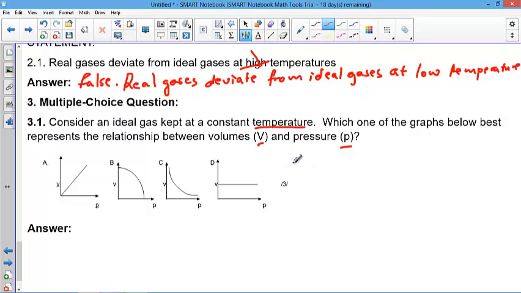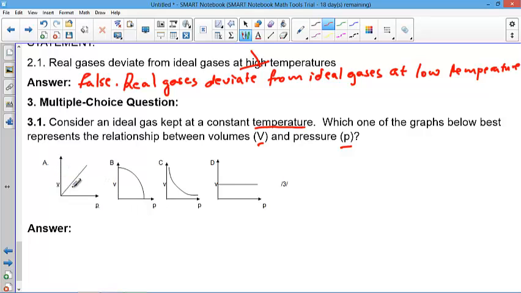Now we know for Boyle's law that volume is inversely proportional to pressure. In other words, when the pressure increases, volume decreases. We have to look for a graph where an increase in pressure causes a decrease in volume, and the shape that we should be having is a hyperbola.